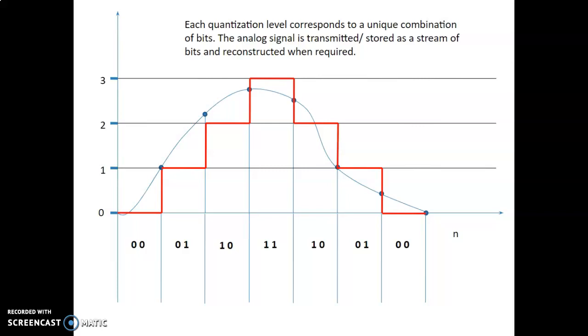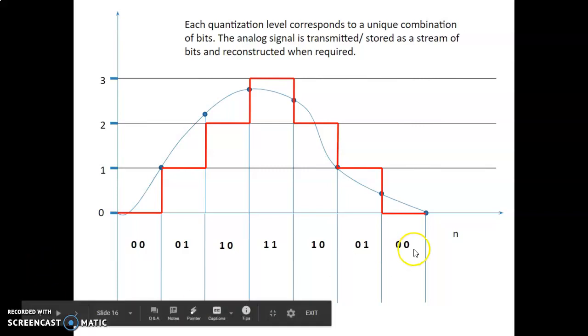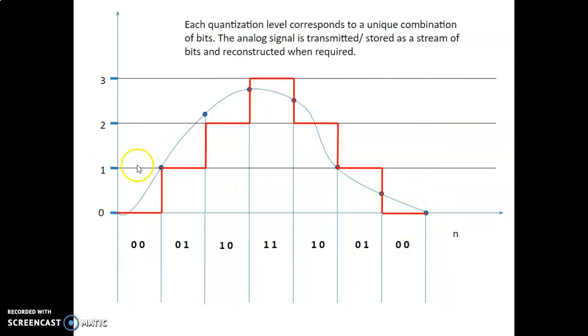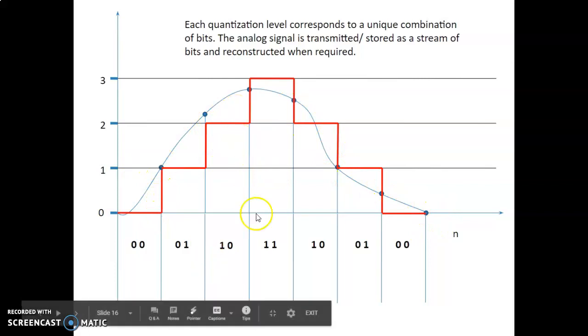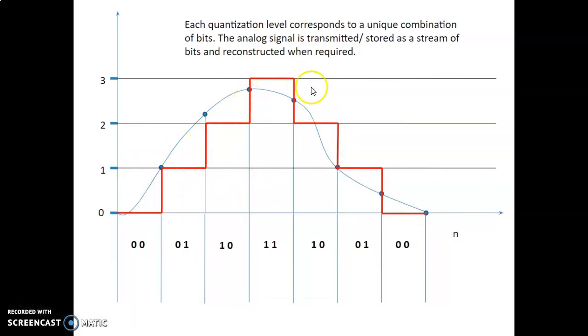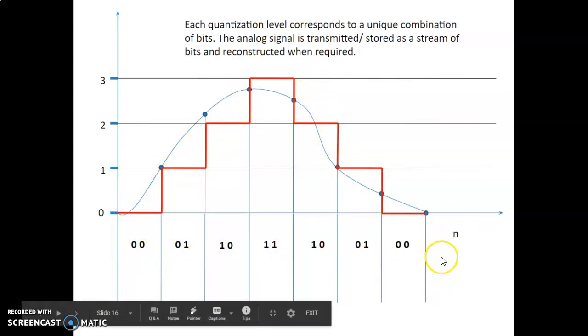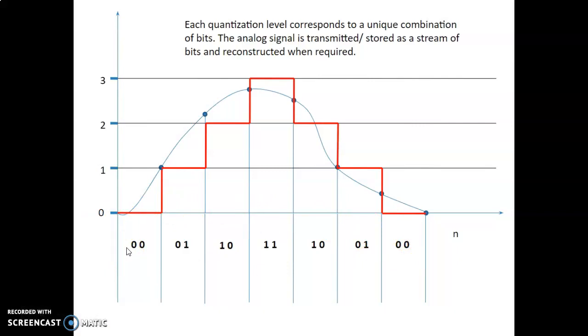So: sampling, quantization and encoding. In this waveform all 3 steps can be seen. This is the continuous-time analog signal. The dots are the samples. The red line indicates the quantized levels, and this bit stream indicates the encoded signal.